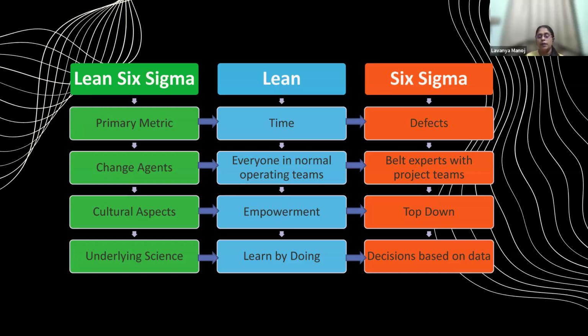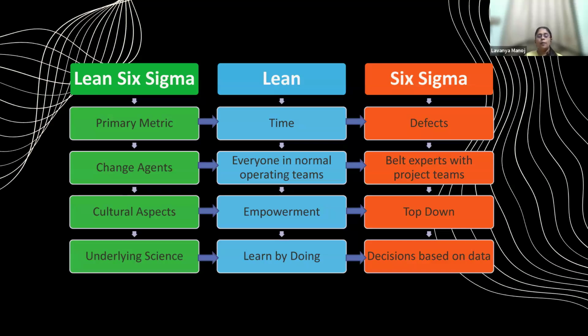In lean, following the lean strategy, everyone is in normal operating teams, but Six Sigma has belt experts with project teams. So in lean, there is no group formation, no team formation. Each and every employee of the organization has the responsibility to follow the lean strategy. But in Six Sigma, everything is group oriented. As a group, they have to follow this and implement this. So that's how it works.